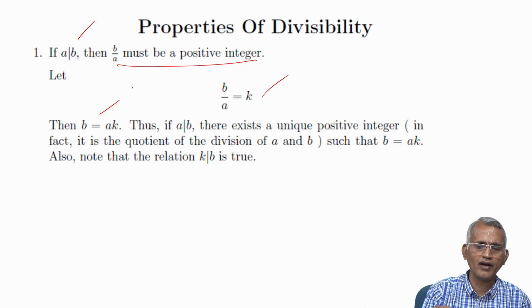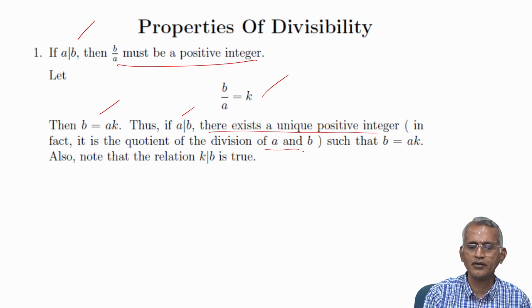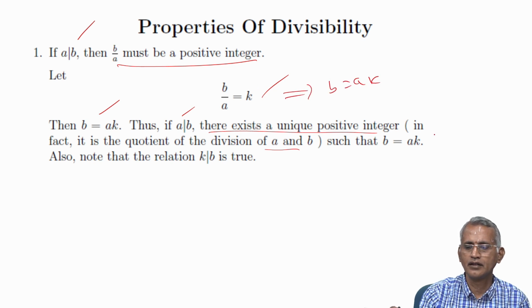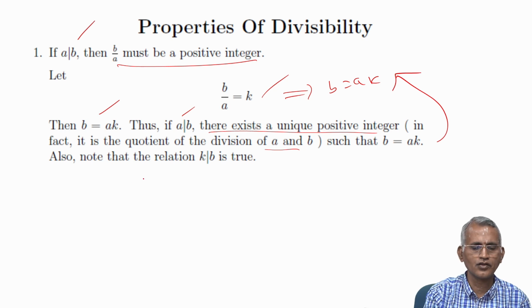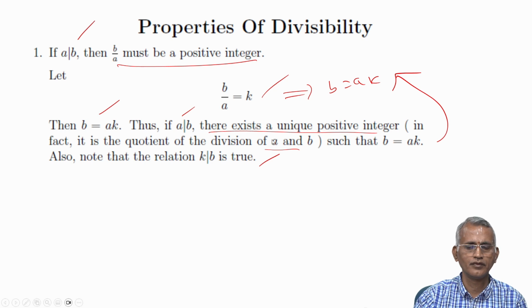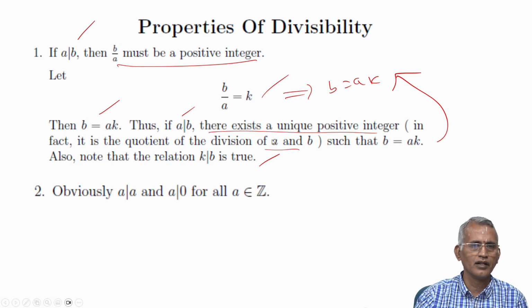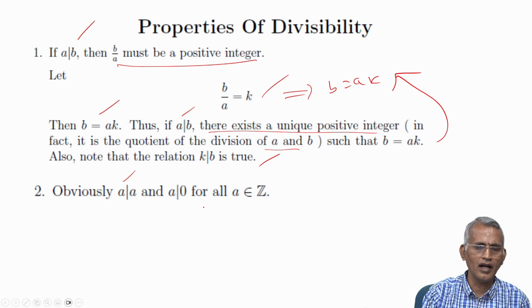So, if A divides B, there exists a unique positive integer, in fact the quotient of the division of B by A, such that B equals AK. Also note that the relation K divides B is true. Obviously, A divides A is true, and A divides 0 is also true for all A in Z.